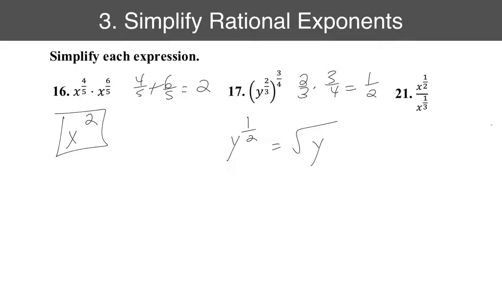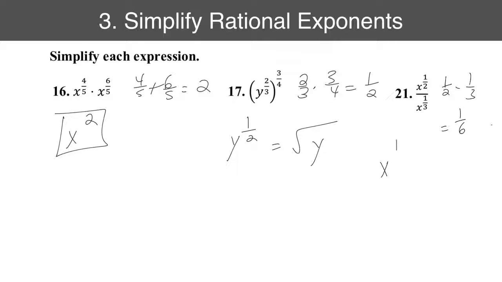All right, let's look at the final one. We have x to the 1/2, x to the 1/3, and those two are being divided. So what do you do when you're dividing things that have fractions as exponents? You just simply subtract. So in direct contrast of number 16. So you subtract them. So you say 1/2 minus 1/3, and you come out as 1/6.